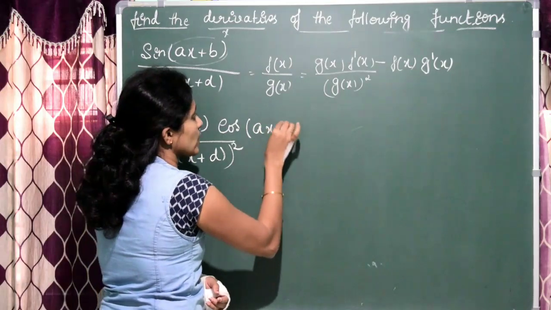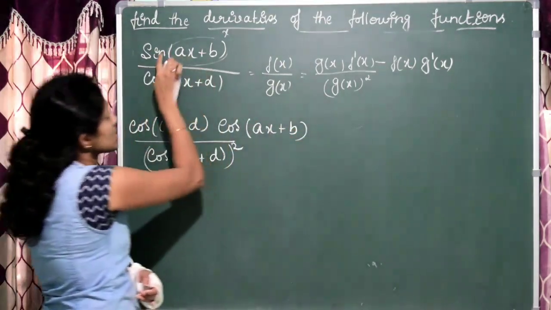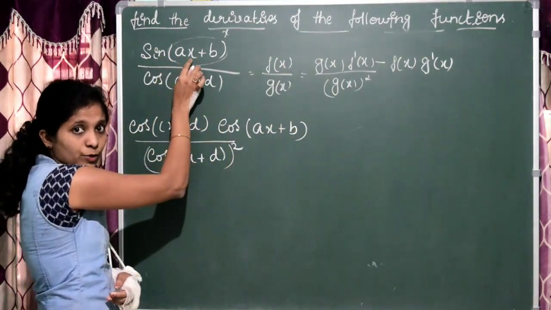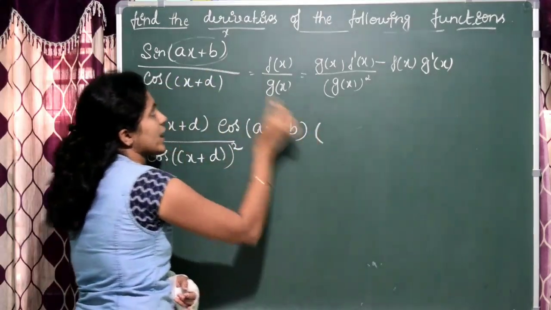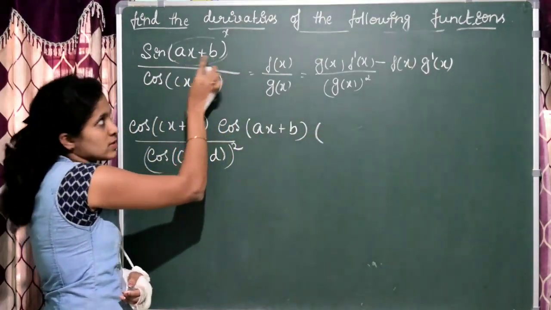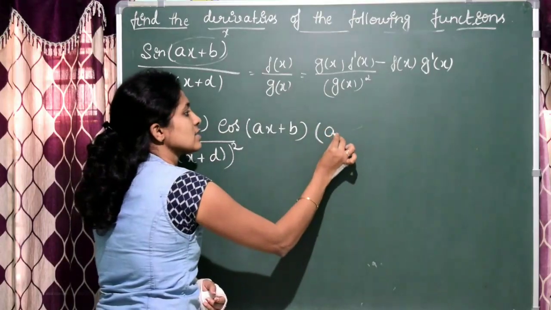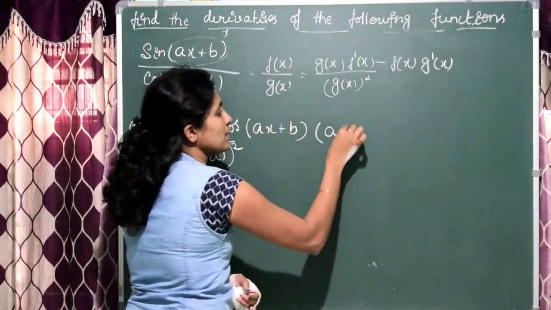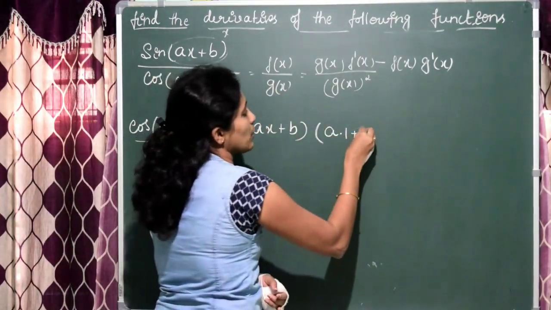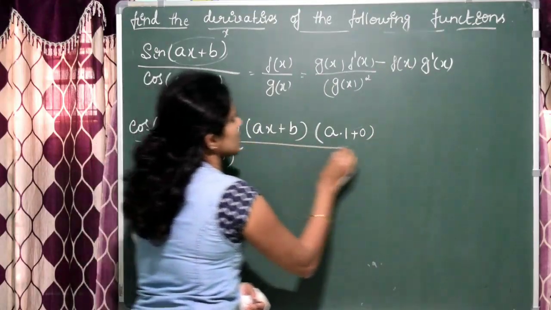I hope you are getting this one, ax plus b. So this sign is over. Now you have to find the derivative of ax plus b. What is the derivative of ax plus b? A and b are constant. So a is constant as it is. Derivative of x will be 1 plus derivative of b will be 0 plus 0. Right? So this is the first one.